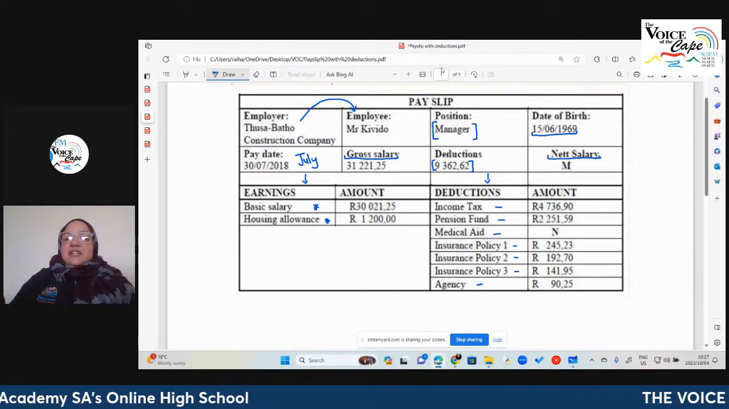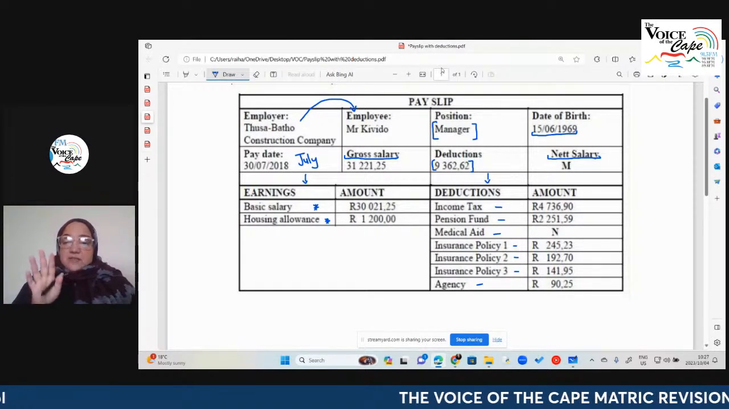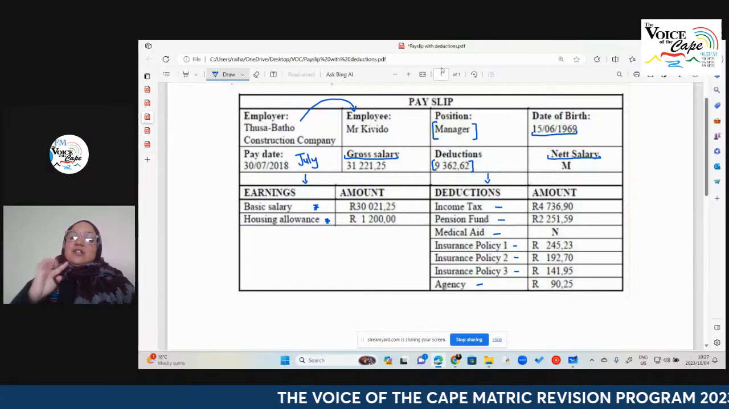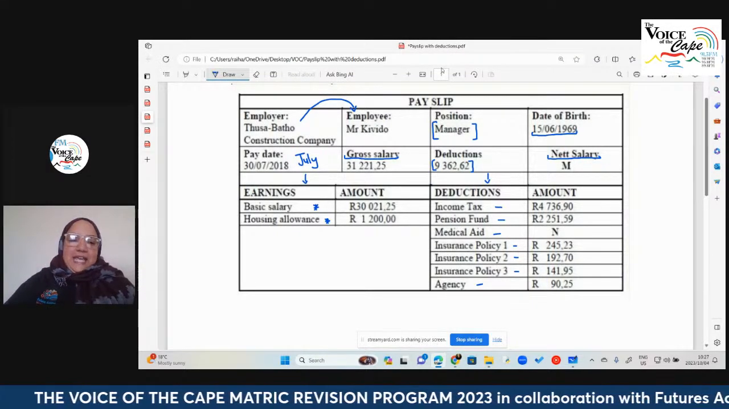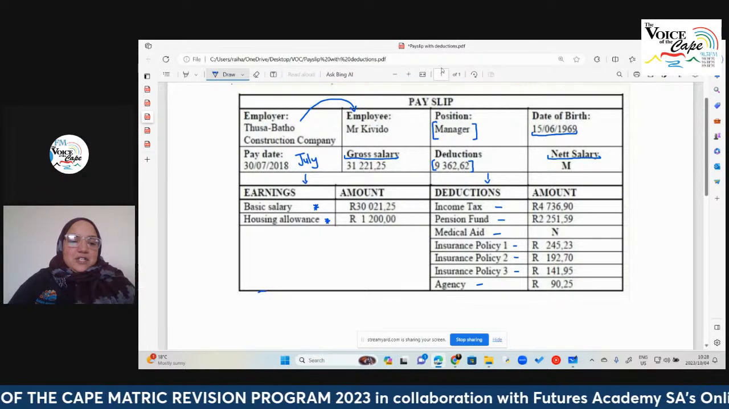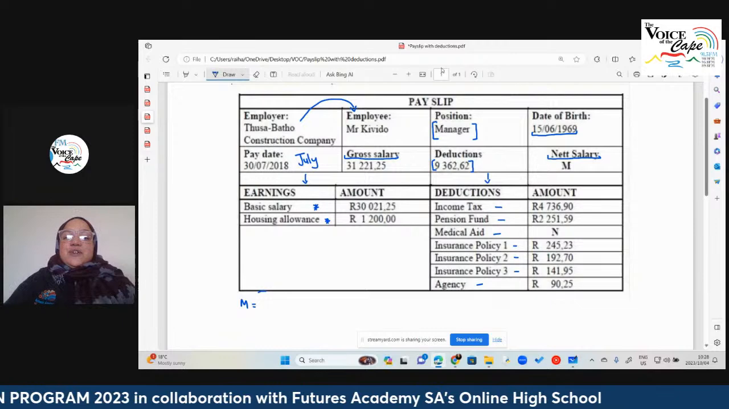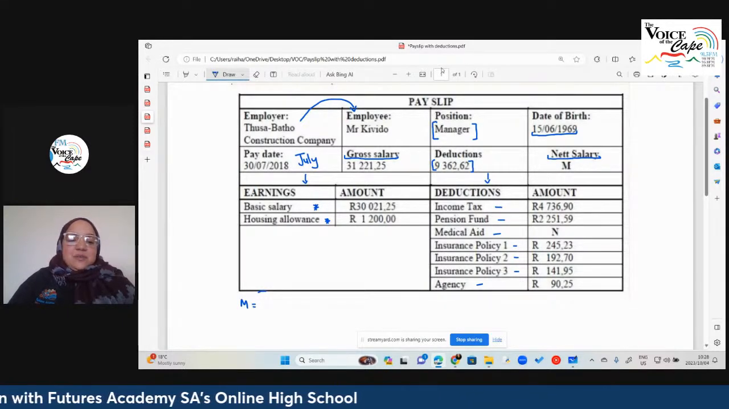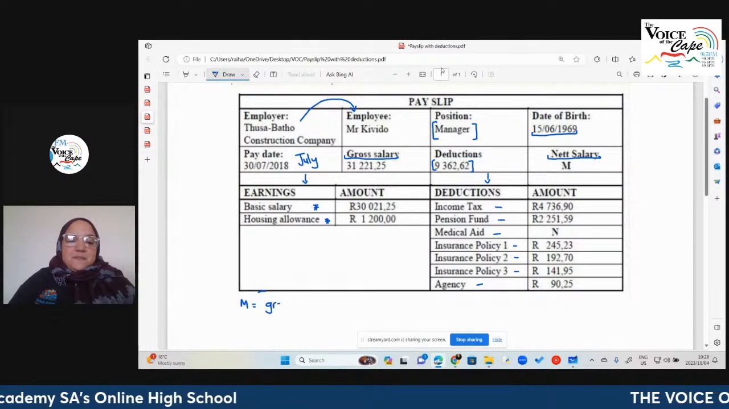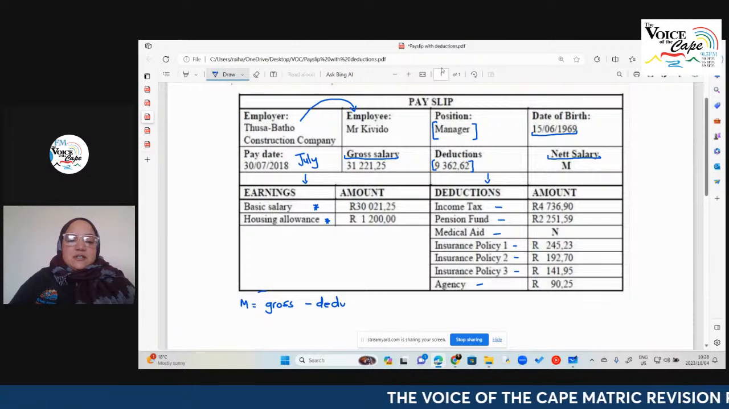Just as a matter of interest, we're not going to go very deep into this question, but let's look at how we would calculate this net salary, which they name M. How would we actually calculate M? M is your net salary, and your net salary would be your gross salary minus your deductions.